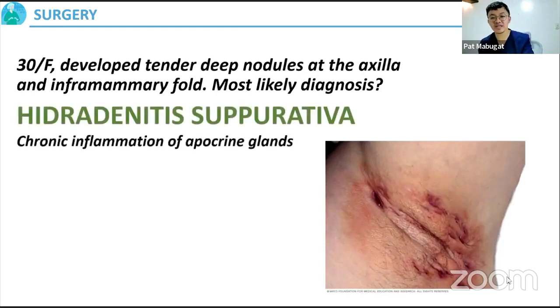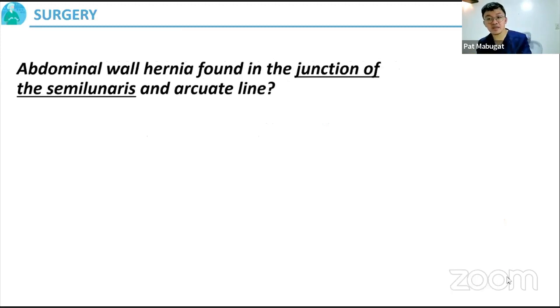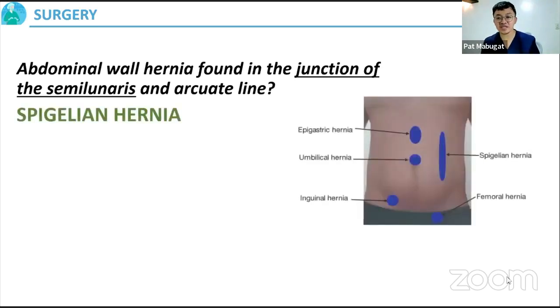So usually you treat this medically at first. If it's persistent, you need to excise the apocrine glands that are chronically inflamed. So multiple tender nodules is hidradenitis suppurativa. Next, abdominal wall hernia found in the junction of the semilunaris and the arcuate line. So in between the semilunaris and the arcuate line, you have your Spigelian hernia. So it's more lateral, as compared to the epigastric and umbilical hernia, which are more midline.